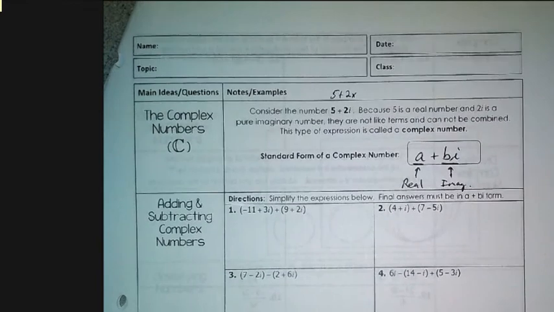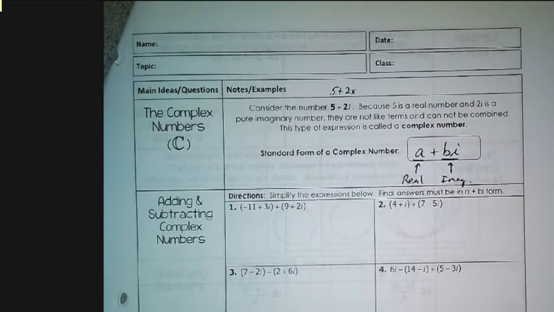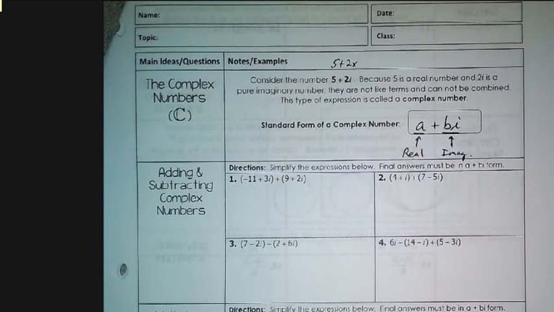All right, now, we are going to learn how to do operations with complex numbers. This is so simple, it doesn't even need an explanation. All it requires for us to do is combine like terms when we are adding and subtracting. So simplify the expressions below. Your final answers must be written in a plus bi form.